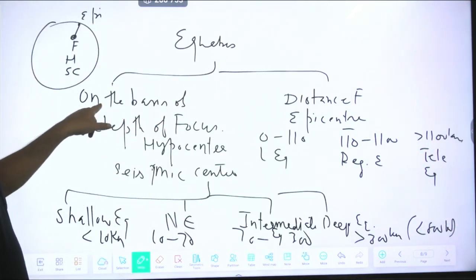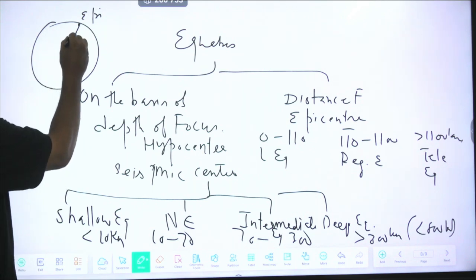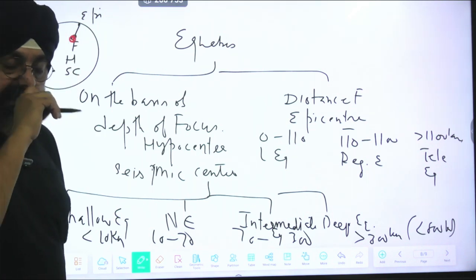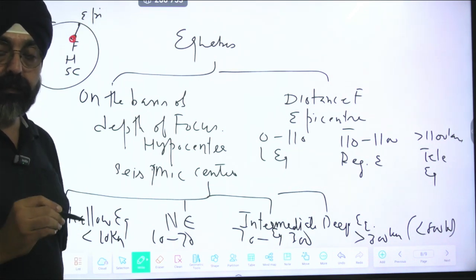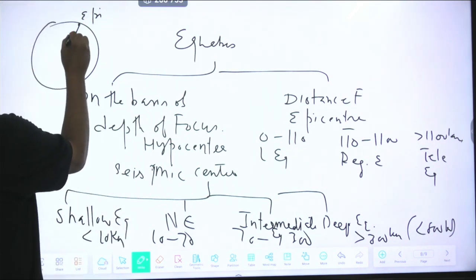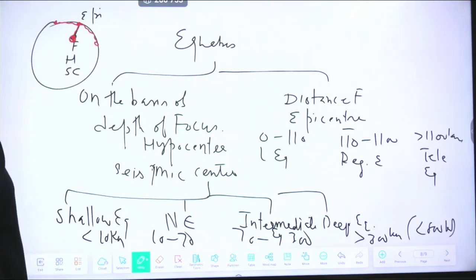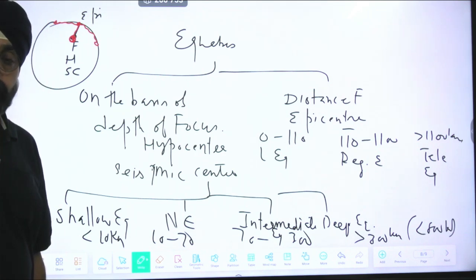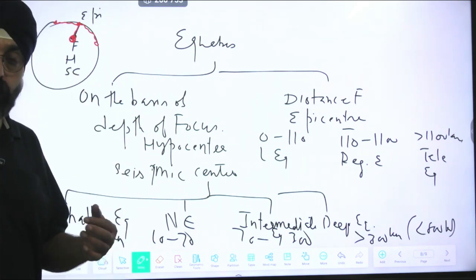Earthquakes on the basis of depth of the focus, from where the P wave starts, S wave starts, seismic wave starts, the body wave starts. They start from here, hit the epicenter, then they start moving over the surface as the L waves and cause destruction. L waves cause destruction. The surface waves cause destruction.